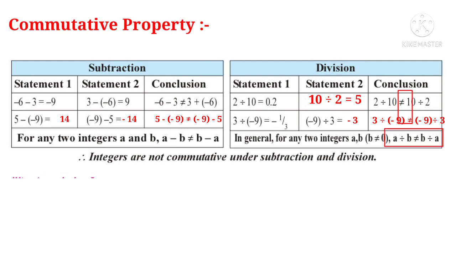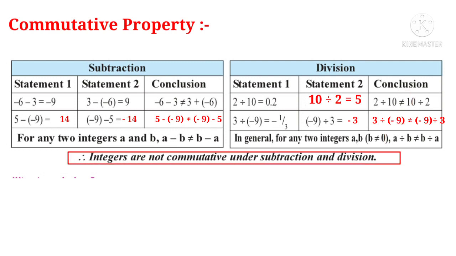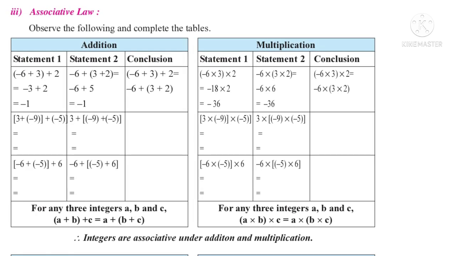So for any two integers a and b, we can say that a divided by b is not equal to b divided by a. Therefore integers are not commutative under subtraction and division. Third property, associative property. Here in this property we will take three different integers. Let us take the operation addition.